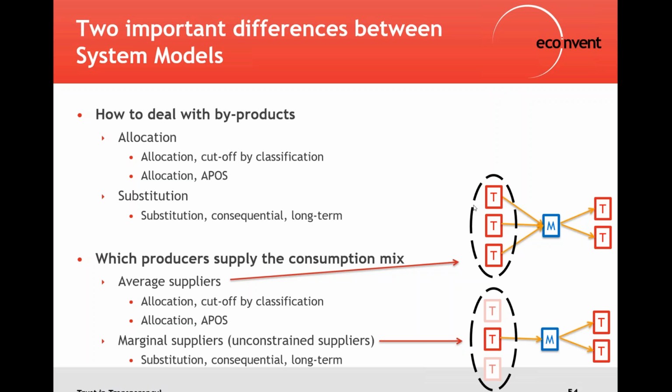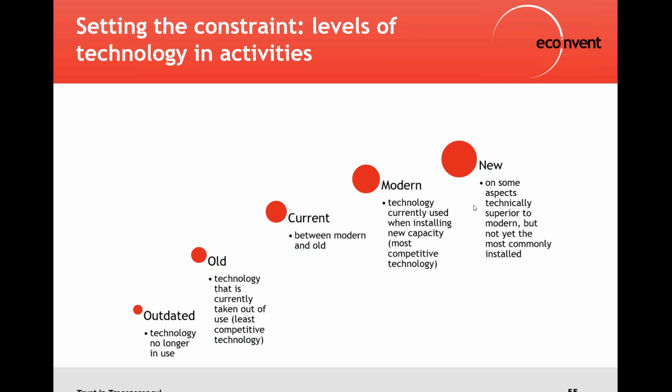Let's start with the second part, which is how do we distinguish between what is an average supplier in one system model and what is a marginal supplier in another system model. So how do we do that? First, we have to set the constraint. We have to have a way of identifying whether a supplier is average or marginal or whatever. And for that we use the level of technology.